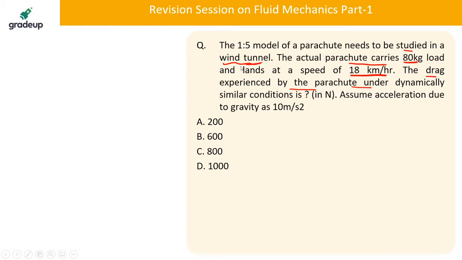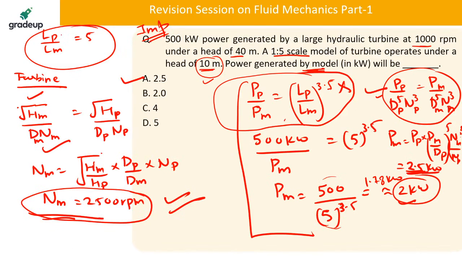See, it is not a diameter. You can call it DP by DM. It is up to you. You can call DP by DM or you can call LP by LM. Yeah, it is the same. You can call it LP by LM or DP by DM. Both are the same.